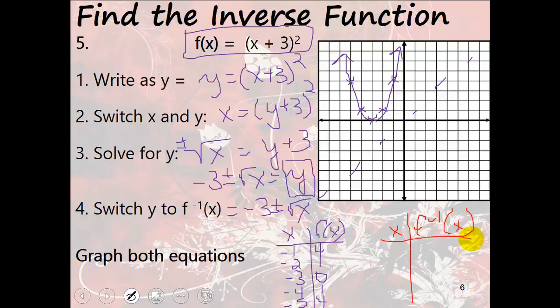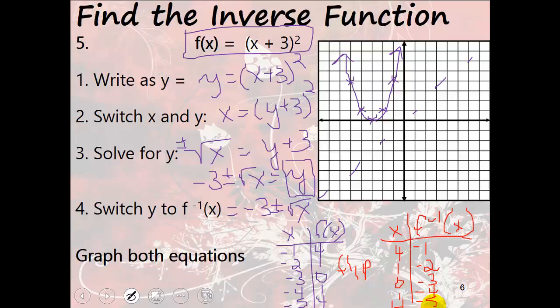And to do that, all I'm going to do is take this set of ordered pairs and I'm going to flip them. So I'm going to get 4, -1. We're doing the same thing we did with ordered pairs, but now it's in table form, so don't get confused. 1, -2, 0, -3, 1, -4, and 4, -5.